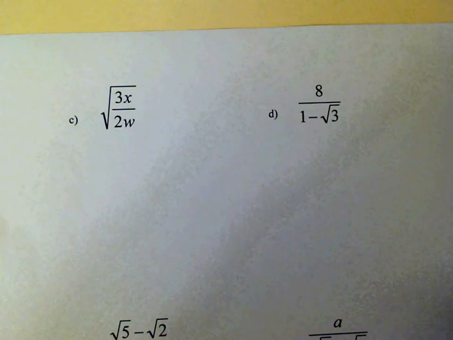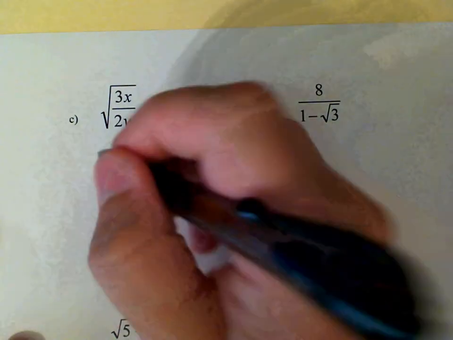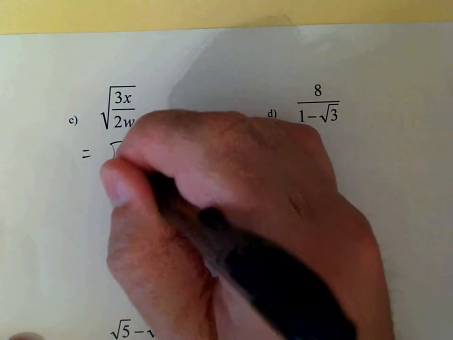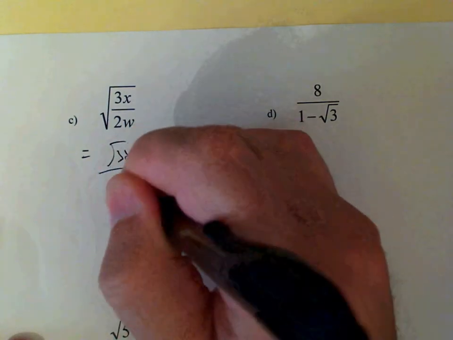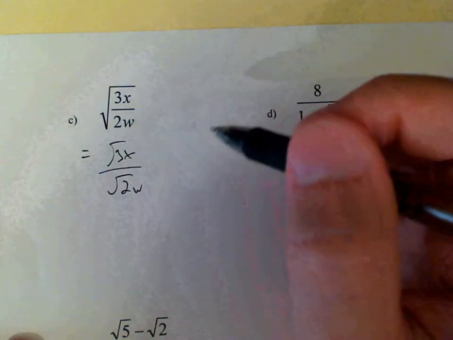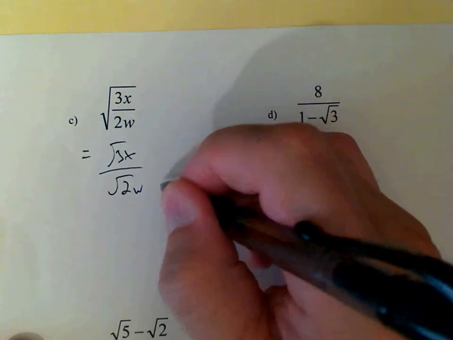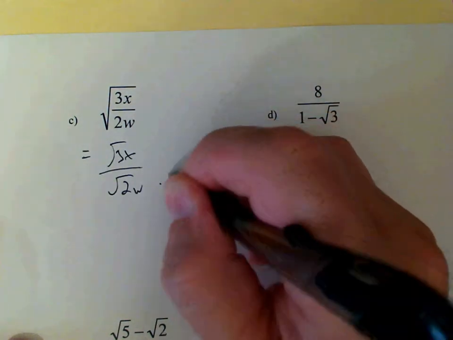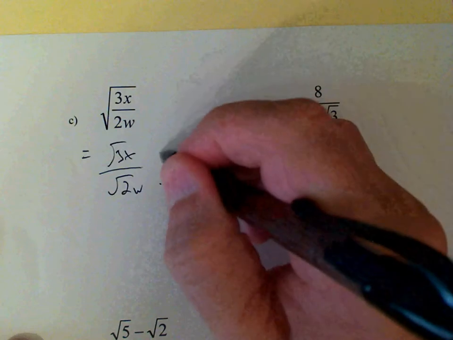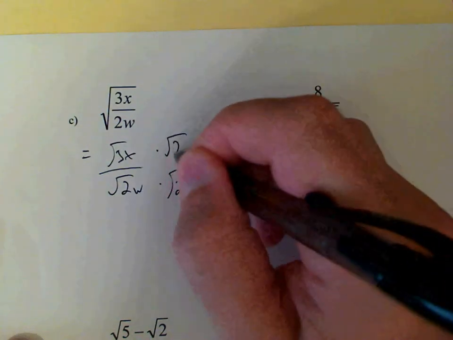Let's do a few more. Look at this one: square root of 3x over 2w. The first thing you might want to do is rewrite it as square root of 3x over the square root of 2w. Now we're going to multiply top and bottom. Since nothing simplifies, we're going to multiply the bottom by itself, square root of 2w, and multiply the top by the same thing, square root of 2w.